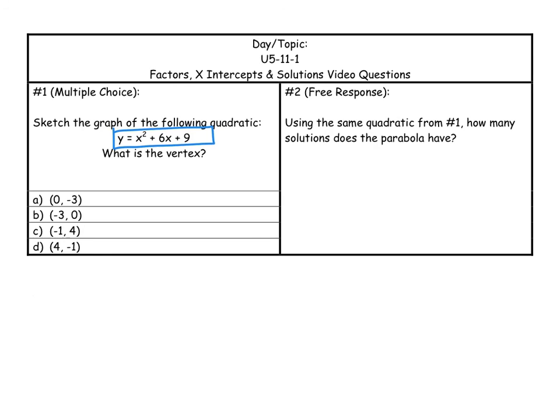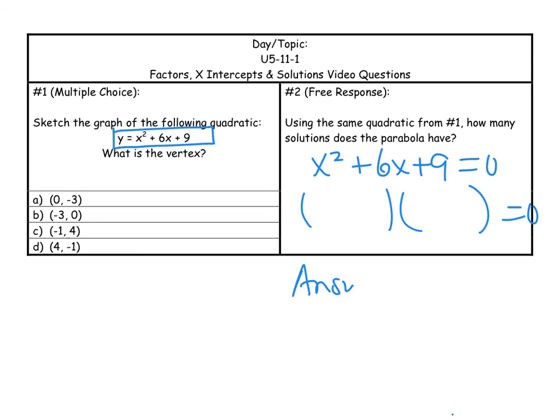And using the same quadratic from number 1, how many solutions does the parabola have? So you're going to need to factor x squared plus 6x plus 9 equals 0. You're going to have to factor that. And so your answer is either going to be 1 solution, 2 solutions, or 0 solutions.